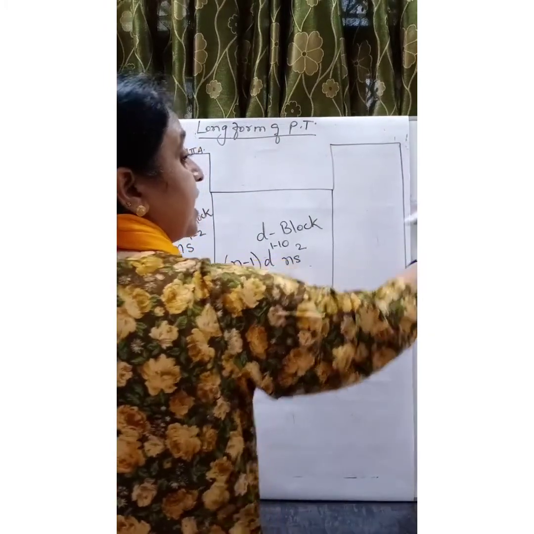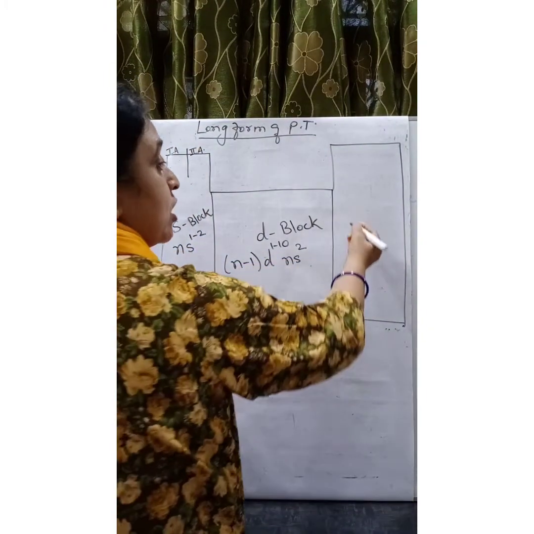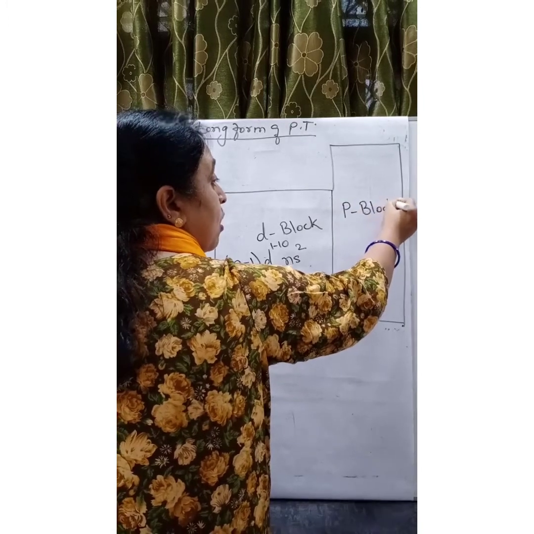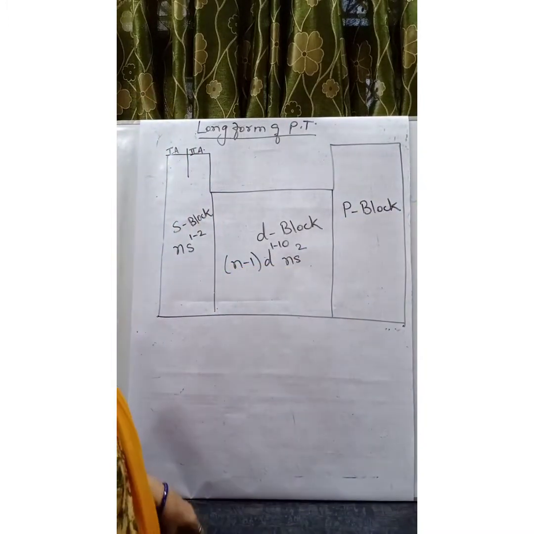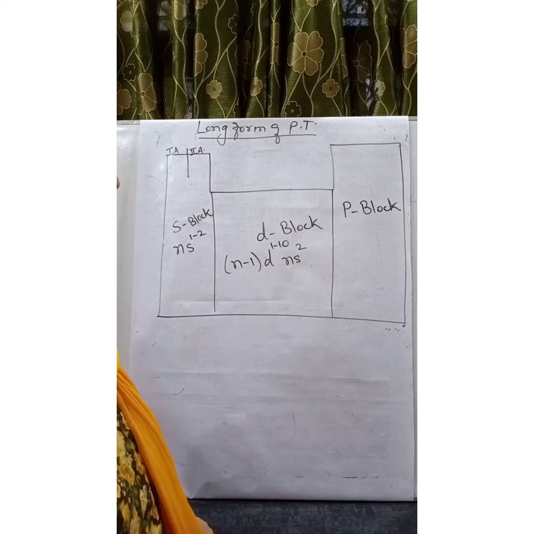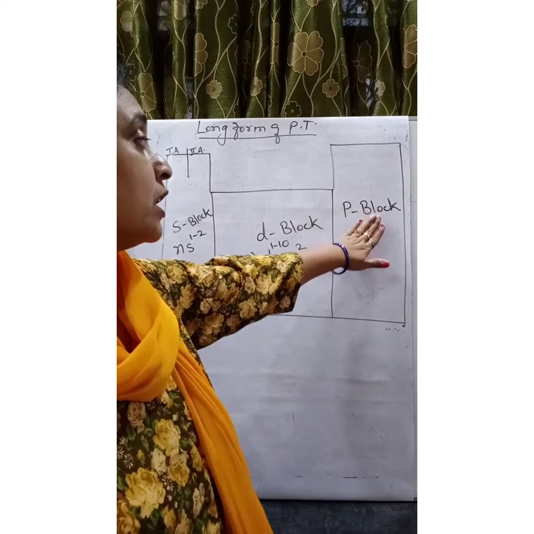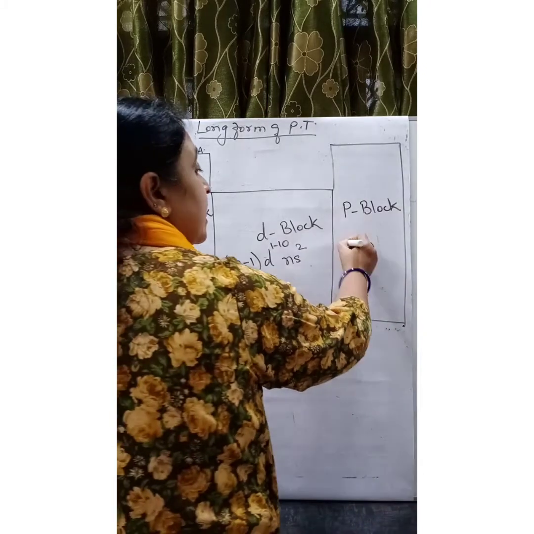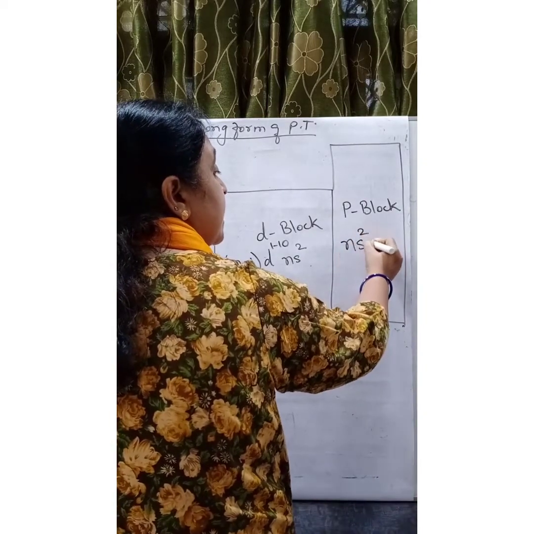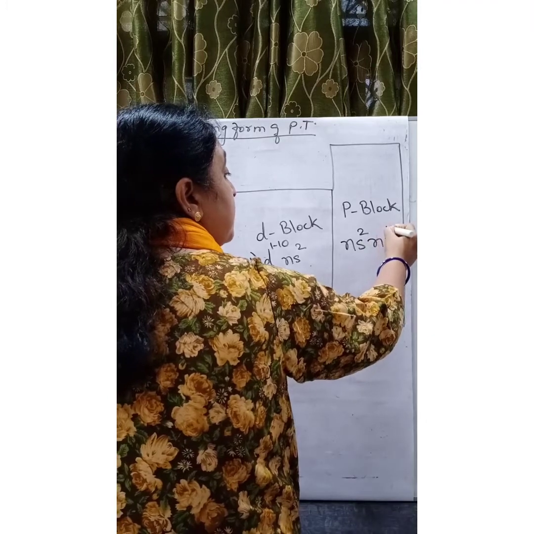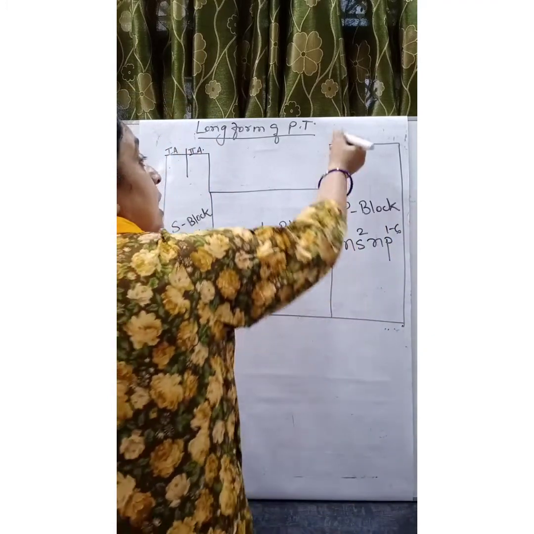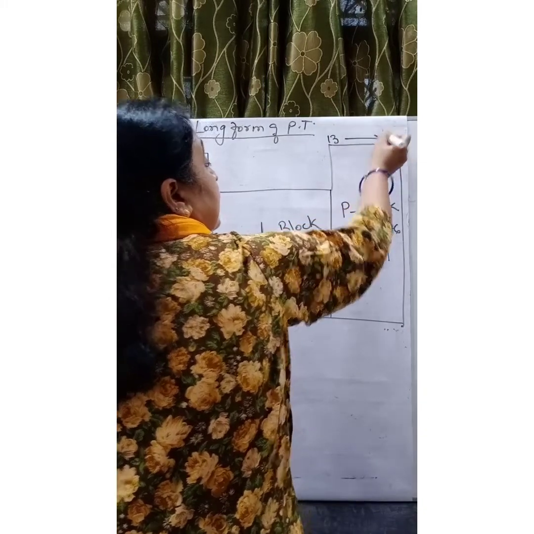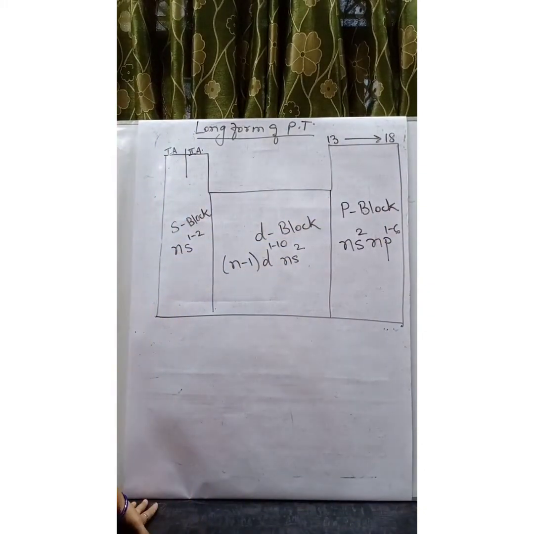On the extreme right hand side of the periodic table, we have the p block. The last electron enters into the p orbital. Therefore, these elements are known to belong to the p block. The general electronic configuration is ns2 np1 to 6. Group number 13 to 18 belong to the p block.